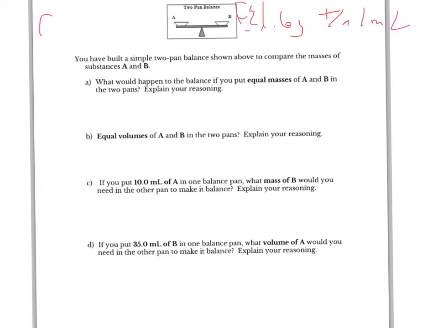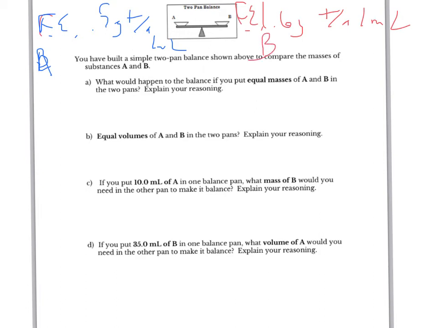And the other one, substance B, was for every 0.5 grams, there is 1 milliliter. I think this actually was substance A, and the red one here was substance B. All right, so just to refresh our memories there.